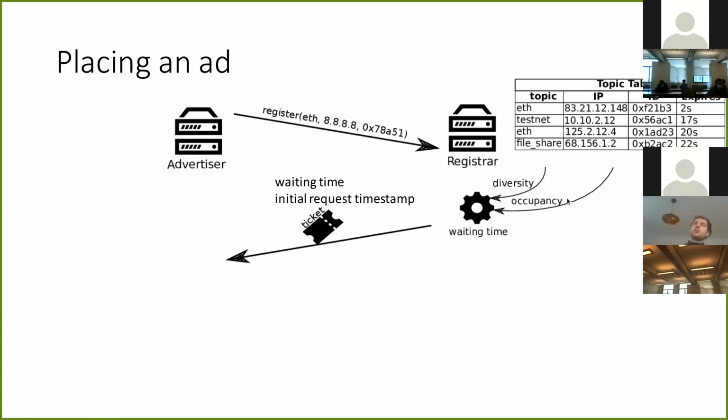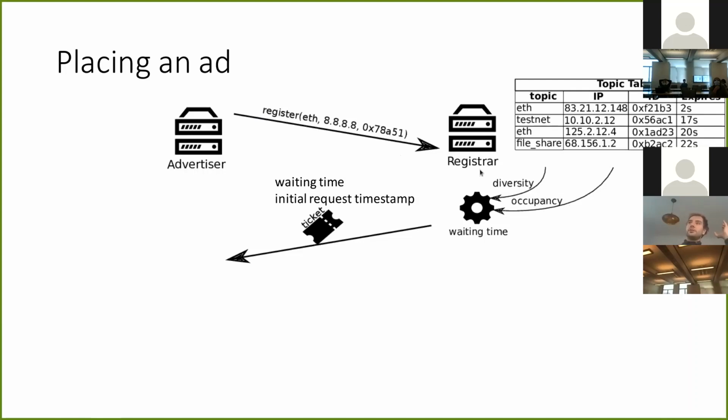The second component is the occupancy, meaning that as the table is filling and I have more and more entries in my table, I will slightly increase my waiting time. So this is again just for load balancing. I have a specific limit for the size of my topic table. When I get close to this limit, I'll increase the waiting time to slow down the incoming traffic.